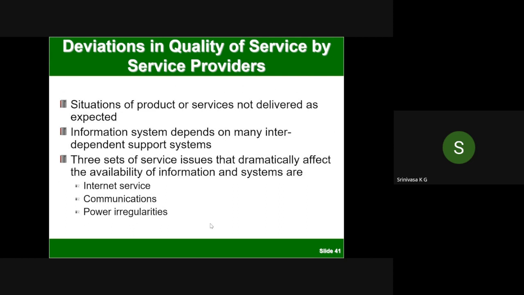These are situations where products or services are not delivered as expected. An information system depends on many interdependent support systems, and there are three sets of service issues that dramatically affect the availability of information and systems. They are called internet service, communications, and power irregularities.